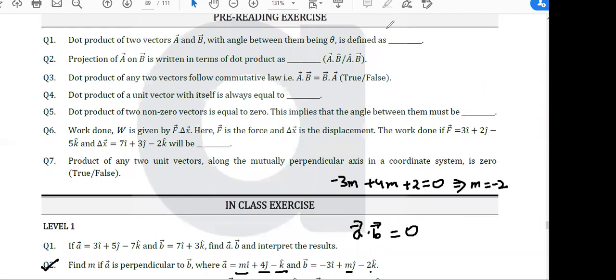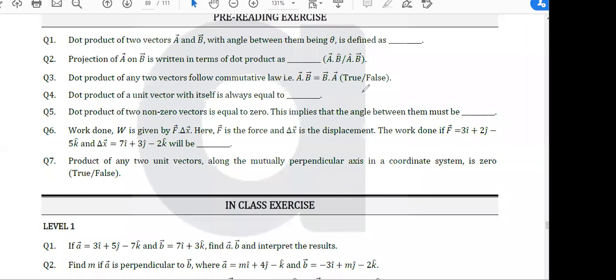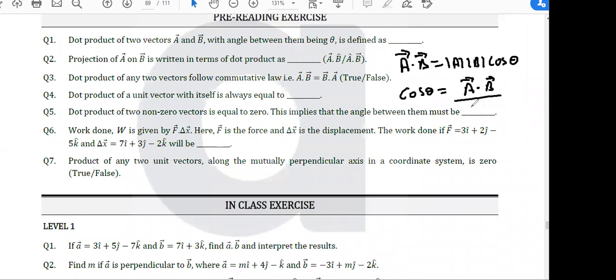Okay, very good. Now just think about this. What is cos theta? A dot B is equal to mod of A into mod of B into cos theta, right? So can you write it like this? Cos theta is equal to A dot B divided by mod of A into mod of B. Yes or no? Can you write it like this?